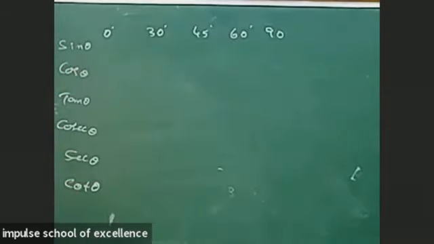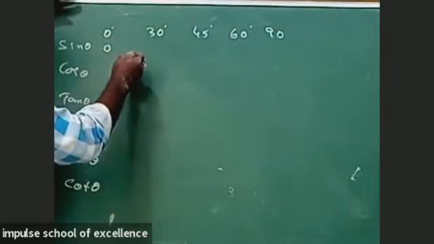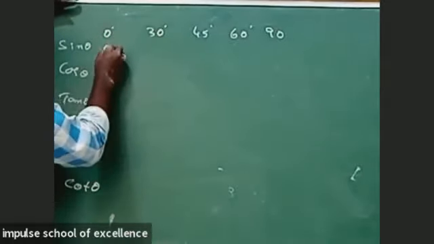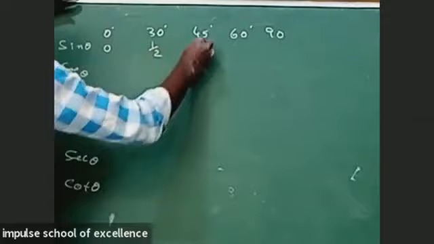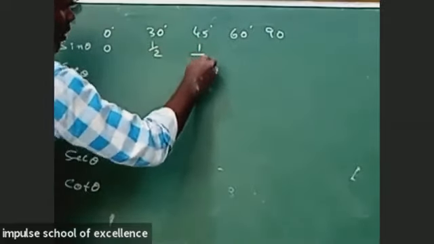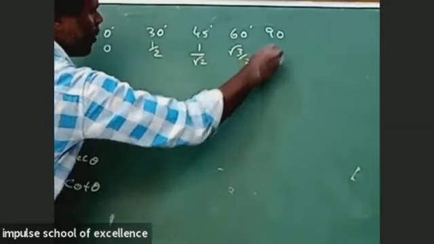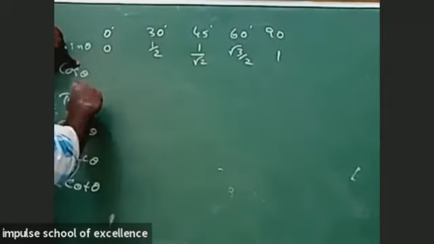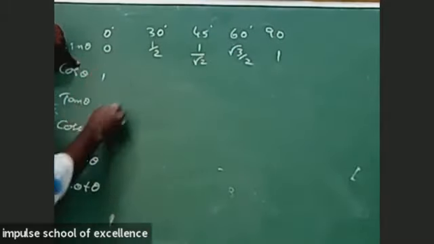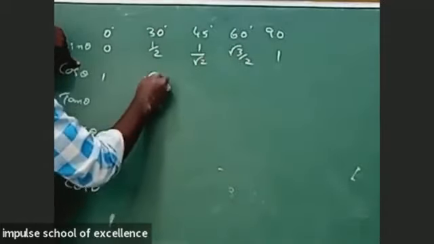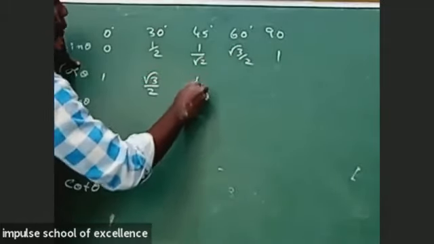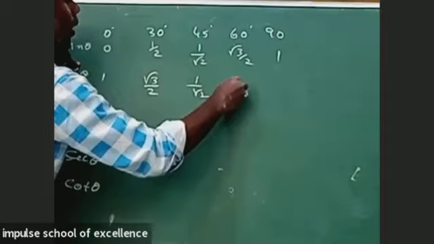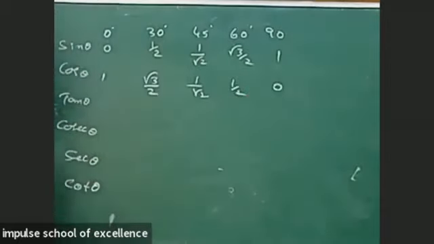If you observe the angles, for sin theta the values are 0, 1 by 2, 1 by root 2, root 3 by 2, and 1. For cos theta we just need its reverse. So that is 1, root 3 by 2, 1 by root 2, 1 by 2, and 0. And here we have tan theta.